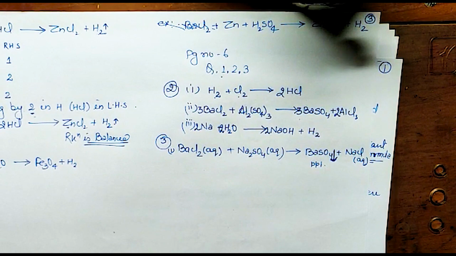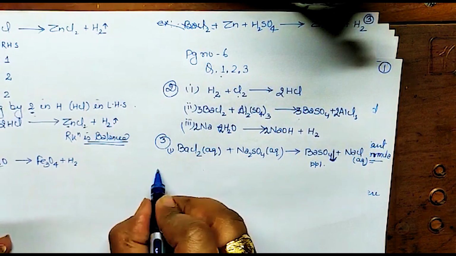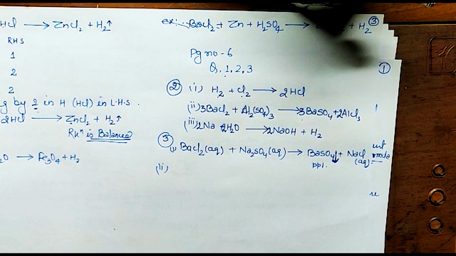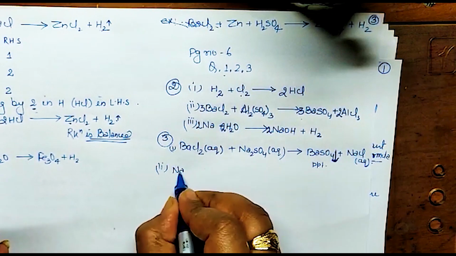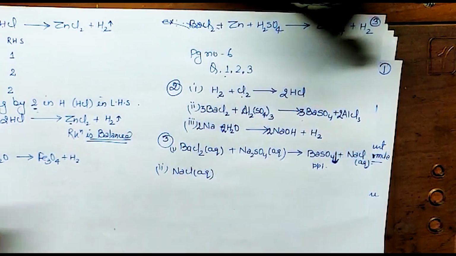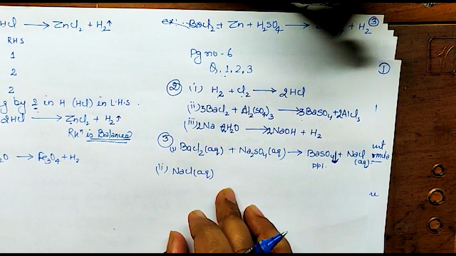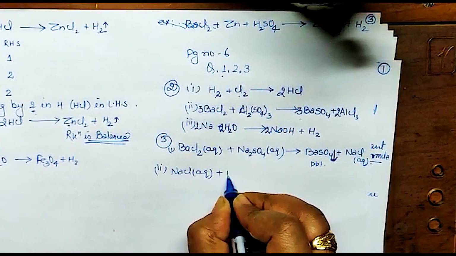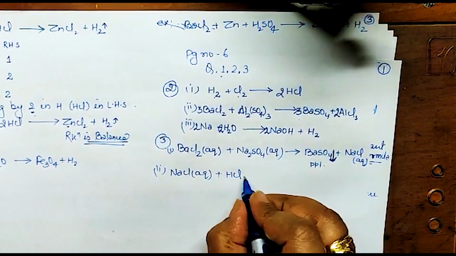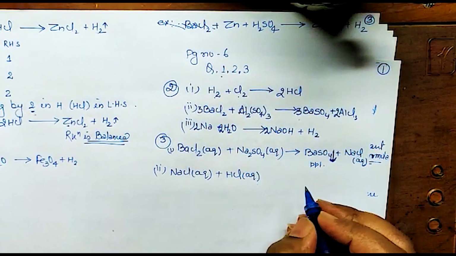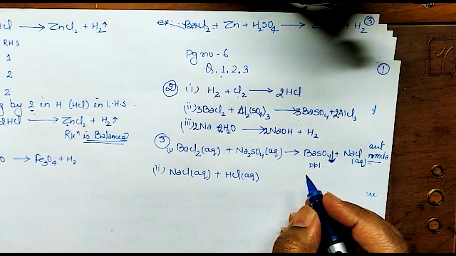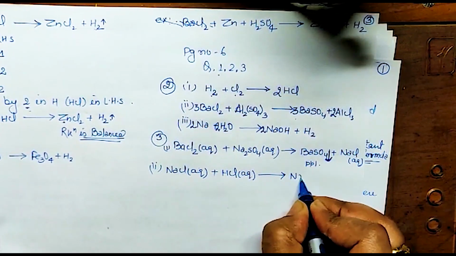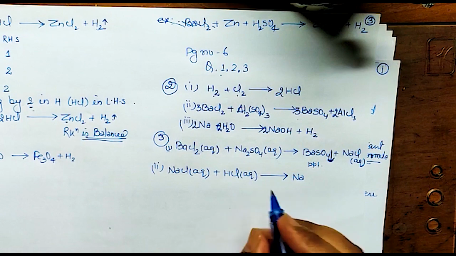Next, the second one is sodium chloride solution in water. This is aqueous because it is in water, as I told you earlier. It reacts with hydrochloric acid solution. Obviously this will also be aqueous, isn't it? In water to produce sodium chloride solution and water. So this reaction with sodium chloride solution and a sodium hydroxide it should be.